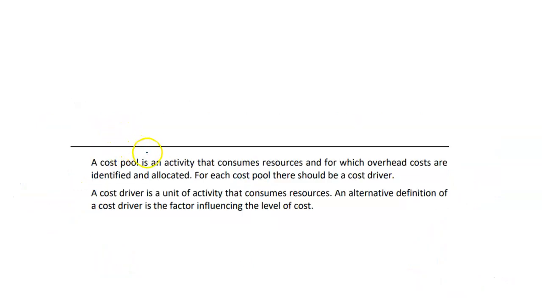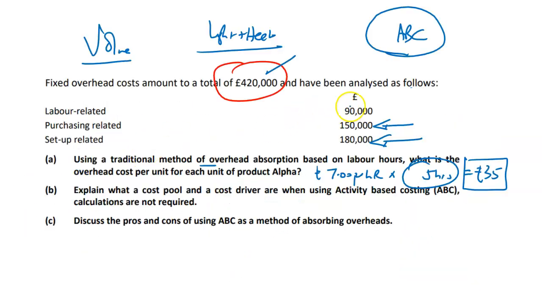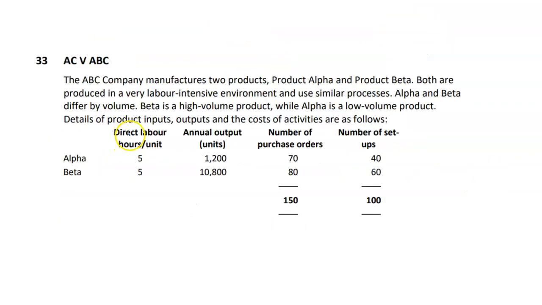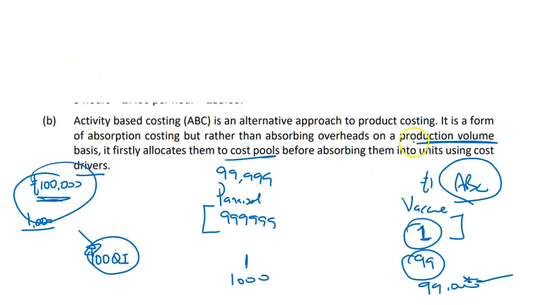And the cost pool really is saying that, listen, this is an associated cost. So for example, purchasing is a cost pool. This is a pool of costs. This is a pool of costs. And we now know what's causing them. We now then say setup costs, purchase orders, these are the drivers driving these costs.